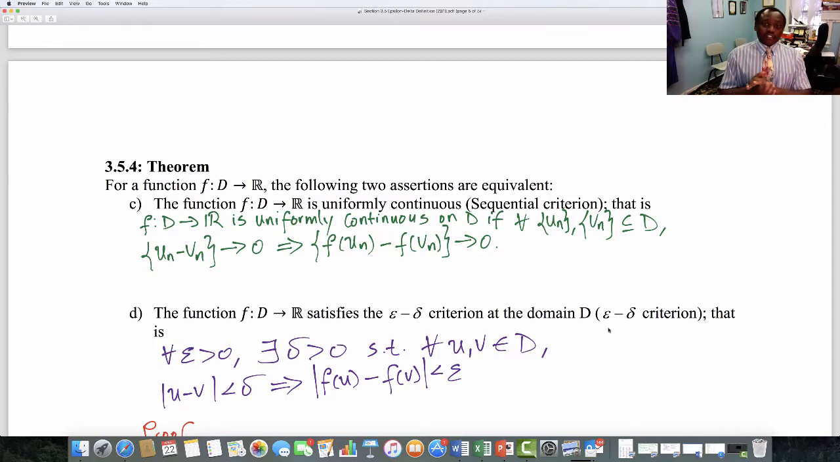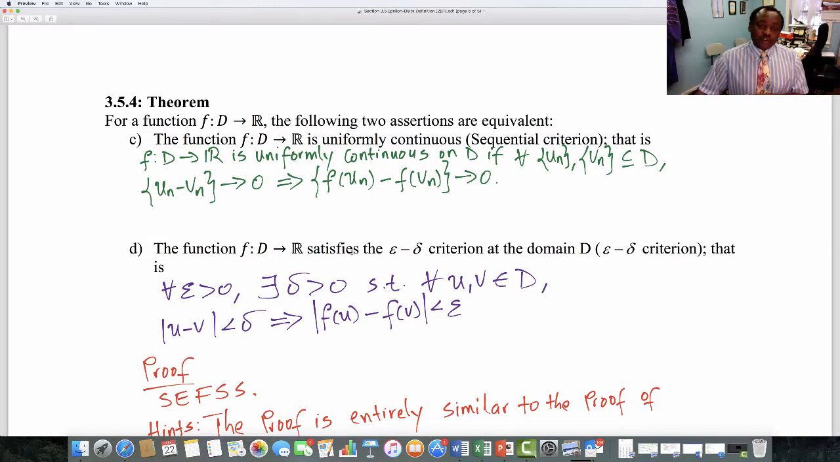If f is a function from a domain D to the set of real numbers, then the following two assertions are equivalent. Number one: f is uniformly continuous following the sequential criterion, i.e., whenever u_n and v_n are sequences in D such that the difference of the sequences converges to 0, then the difference of their function values would also converge to 0.